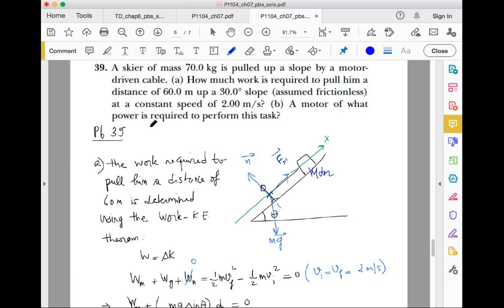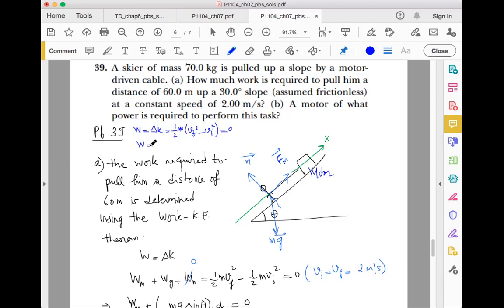And so now let's apply the work kinetic energy theorem on this case. As you know, the work kinetic energy theorem is given by W equals delta K, right? But let me start with the second half of the equation. Delta K is given by half m, v final squared minus v initial squared. But they told us that we want to pull him at a constant speed, which means that v final is equal to v initial, and that gives us 0. Now, all we need to do is to determine how much W is.